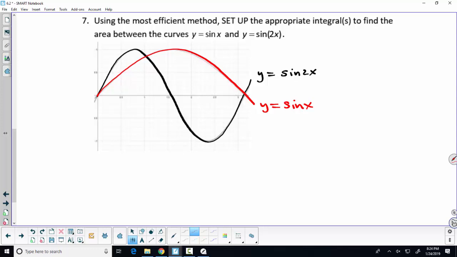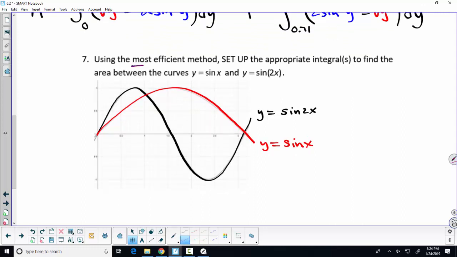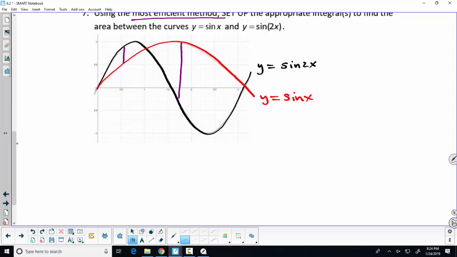So for question 7, what's the most efficient with respect to x or y? With respect to x, do you all agree? So our rectangles in here, top minus bottom. Do we want to set the integrals up first and find the intersection points, or do that last? Points first.